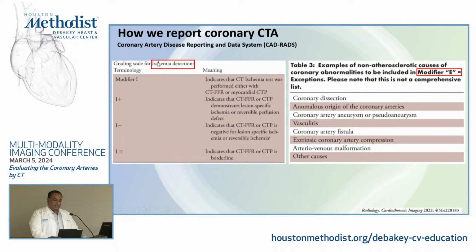Here are the modifiers. If you have ischemia based on a CT-FFR, you get an I+, and these are some of the exception modifiers, E, which stand for some other pathologies that may be picked up on a coronary CT, such as coronary dissection, anomalous origin of the coronary arteries, aneurysm or pseudoaneurysm, vasculitis, coronary artery fistula, extrinsic compression of the coronary arteries, for example, anomalous arteries going between aorta and PA, AV malformation, and some other pathologies.